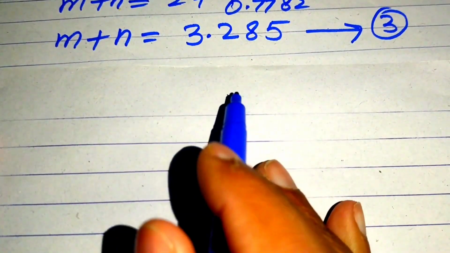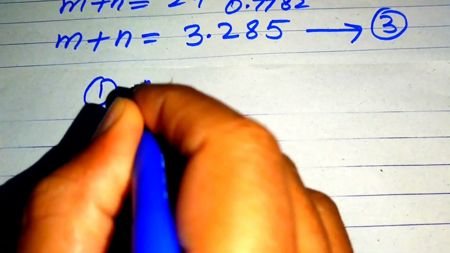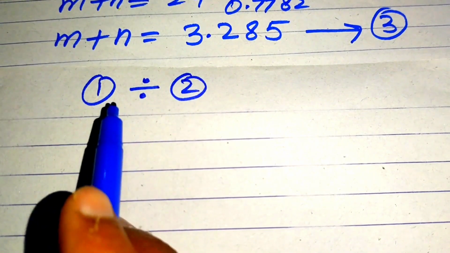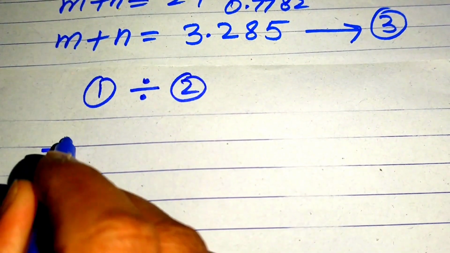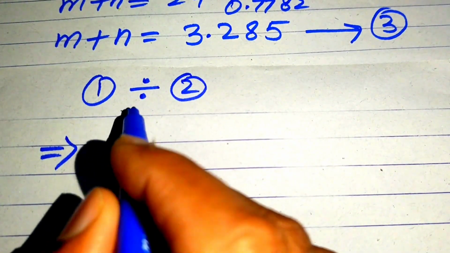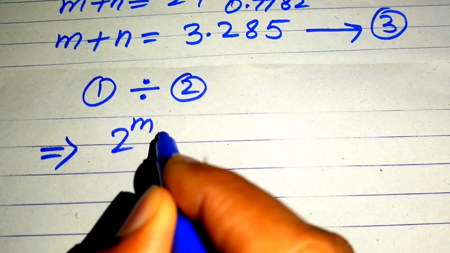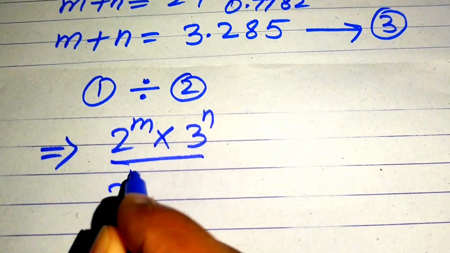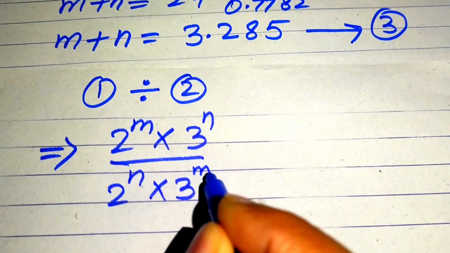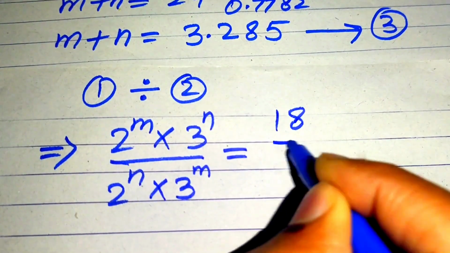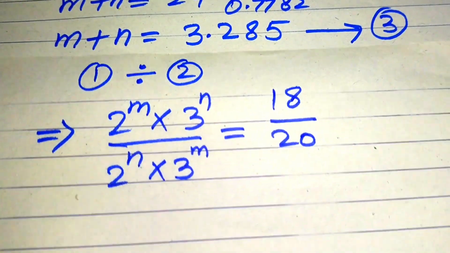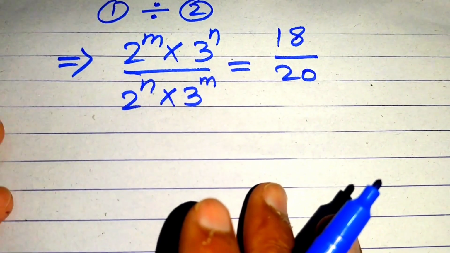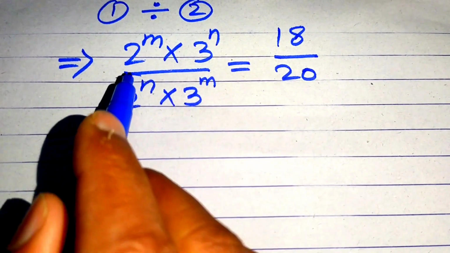And now in the next step we divide equation number 1 by equation number 2. In the first step we multiplied equation number 1 and 2, and now we divide them, so we divide left hand side by left hand side and right hand side by right hand side. On the left hand side is 2 to the power of m multiplied by 3 to the power of n divided by 2 to the power of n multiplied by 3 to the power of m equals 18 over 20. And now in the next step we need more simplifications, so we combine the exponents of like terms.